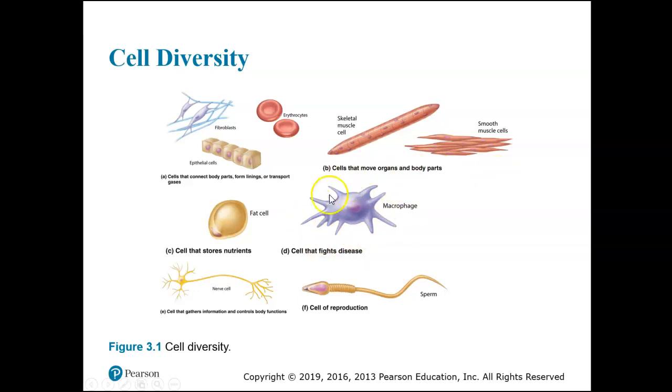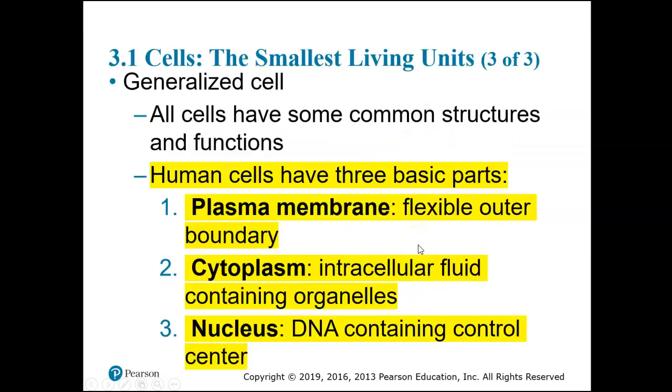This is a macrophage, which is a very large white blood cell that engulfs anything that needs to be broken down. So it can engulf bacteria and break down and destroy bacteria. It can engulf old, worn-out cells and break them down and recycle them. This is a fat cell, which is completely filled with fat. The nucleus is shoved off to one side because the fat fills up the cell. This is a nerve cell. This is a sperm cell. So lots of diversity in human cells.